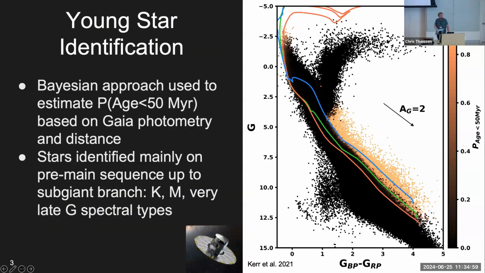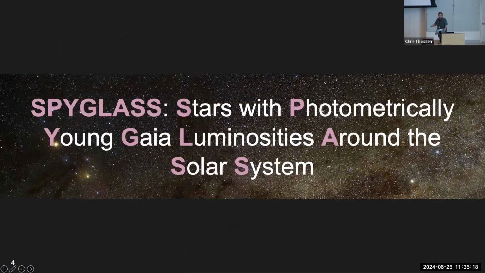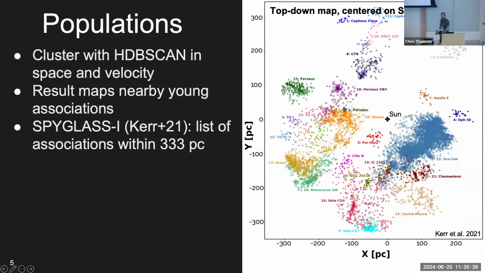And how do we do this? Well, first thing we need to do is identify young stars. We use a Bayesian framework to do that, applying it to Gaia photometry and astrometry. And we identify these two regions on the pre-main sequence and the tip of the red giant branch to identify stars as reliably young. And we use these stars with fundamentally young Gaia luminosities around the solar system, which is where the acronym comes from, to identify young stellar populations. We cluster using HDBSCAN, and we produce these beautiful maps. This is a top-down view from the top of the galaxy down onto the Sun of the distribution of young stellar populations within 333 parsecs.